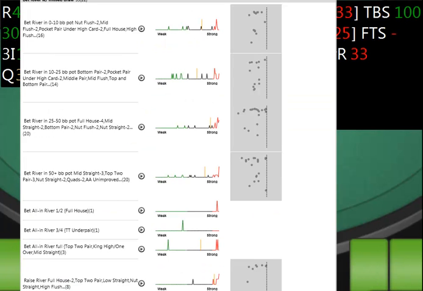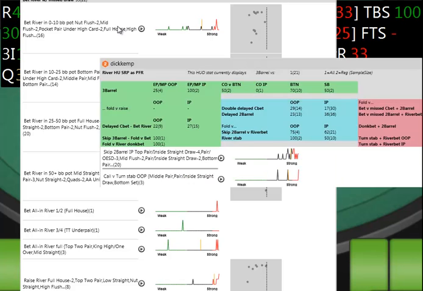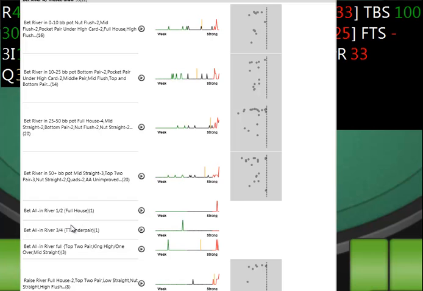This is one of my favorite pop-ups, which is Bet River. You can see our opponent's ranges with different river pot sizes and all-in river bets and river raises, along with all the scatter graphs for bet sizing to see if there's any connection between bet size and hand strength.